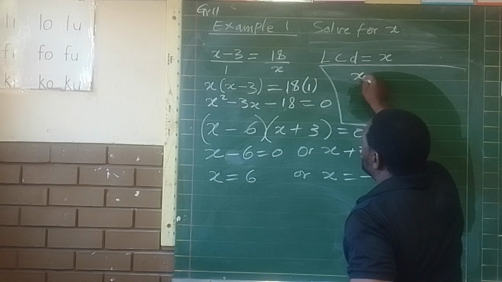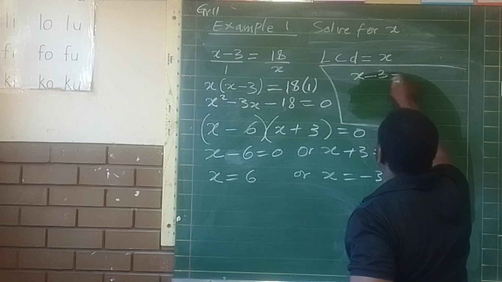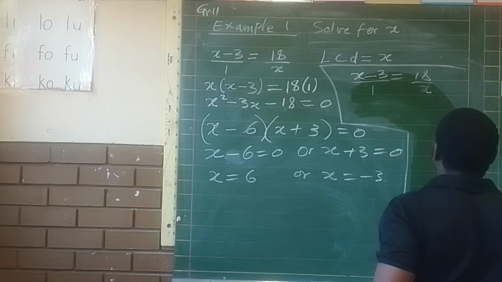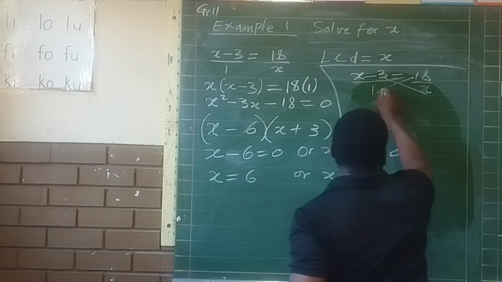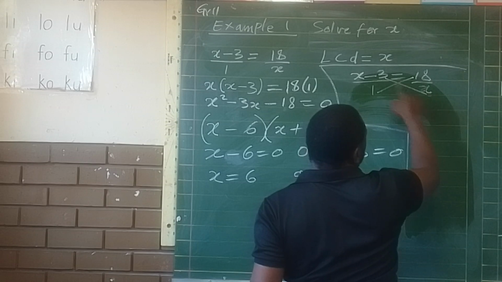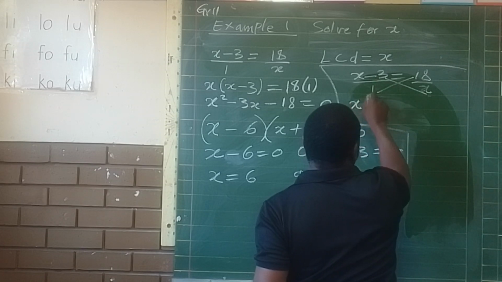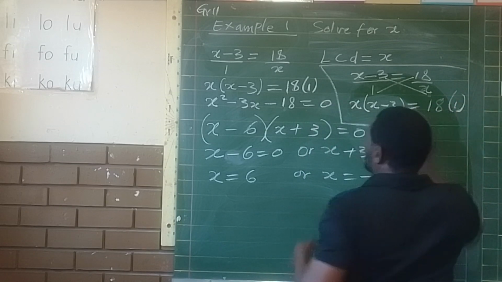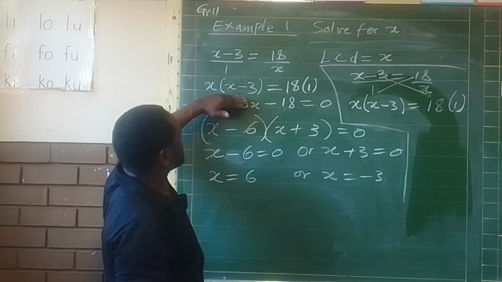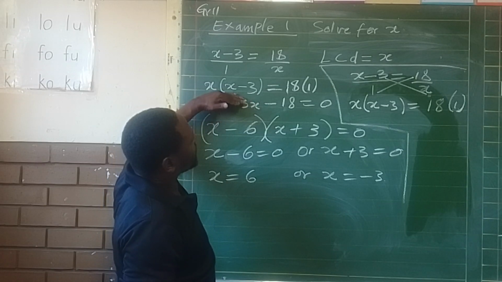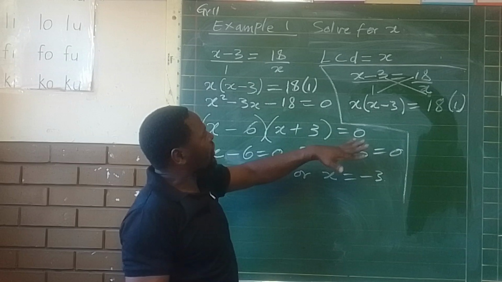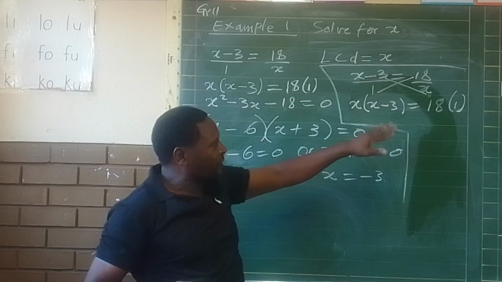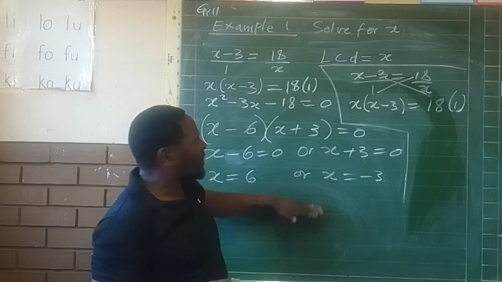It is x minus 3 is equals to 18 over x. There is a 1 sitting here. You simply cross multiply. X times x minus 3 is equals to 18 times 1. This is the step. So we did not take the LCD as such, just cross multiply. So from here, we are going to come up to this.